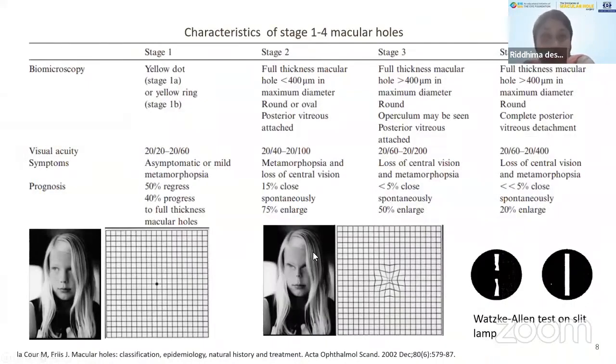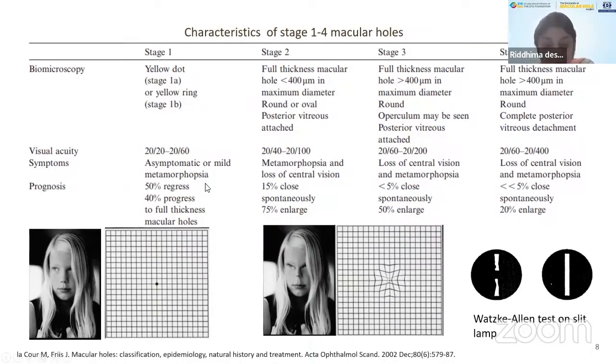Most of the stage 1, stage 2 holes have visual acuities of 20/60 or better, and they're either asymptomatic or present with mild metamorphopsia. 50% of stage 1 holes show spontaneous regression, and 40% continue to enlarge, whereas 50% of stage 2 holes show spontaneous closure, and 75% continue to enlarge.